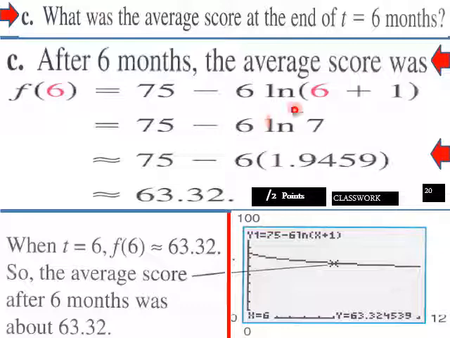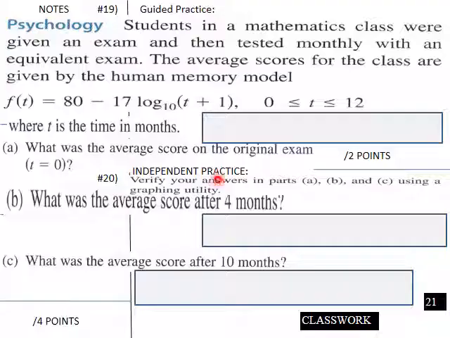So after 6 months, we plug in 6 here, 75 minus 6 natural log 7. There's our natural log 7. So we had a 63.32 score. So after 6 months, it was 63.32. So we dropped about 12 points after 6 months. So let's go into our guided practice here.